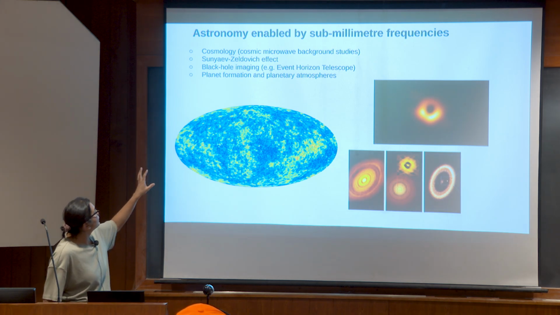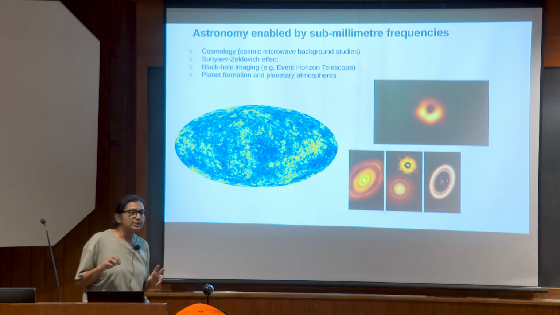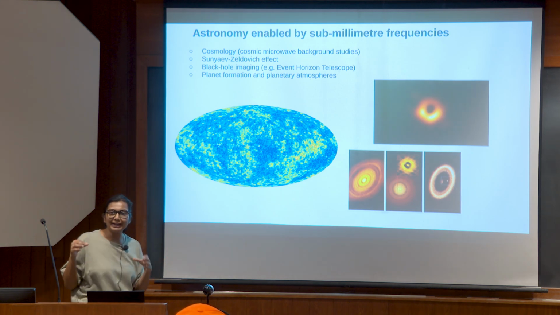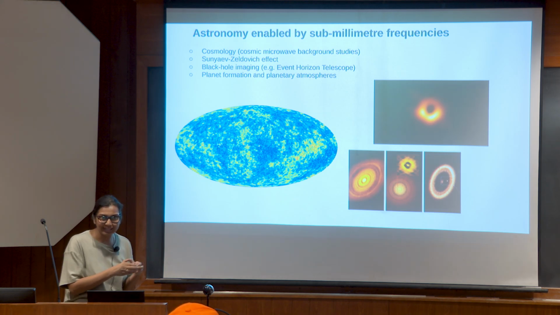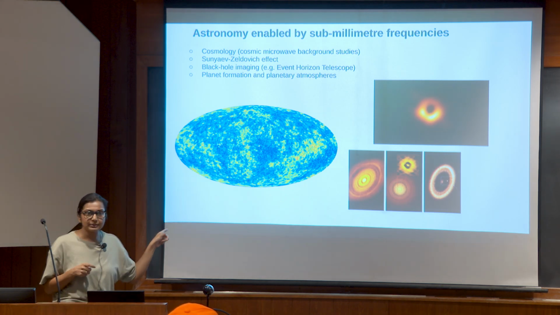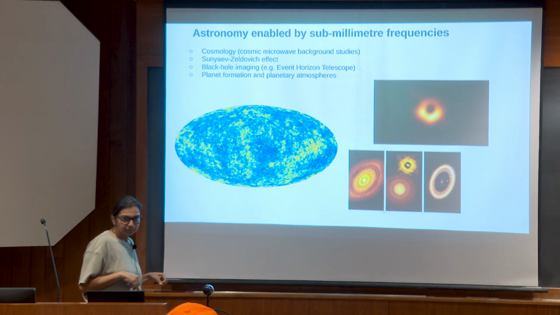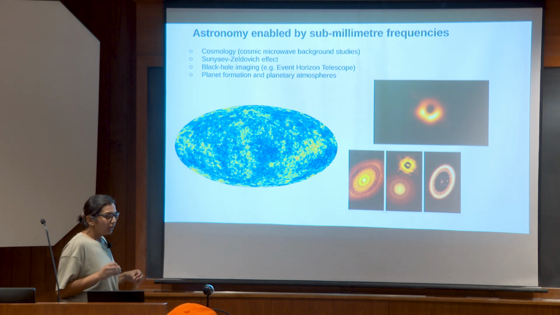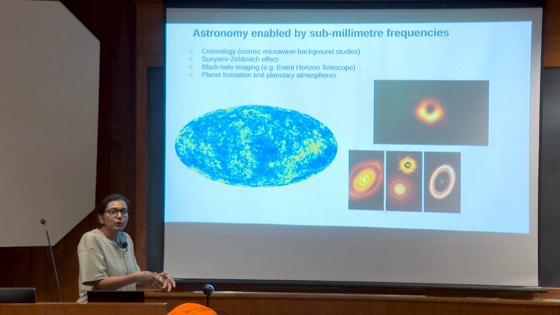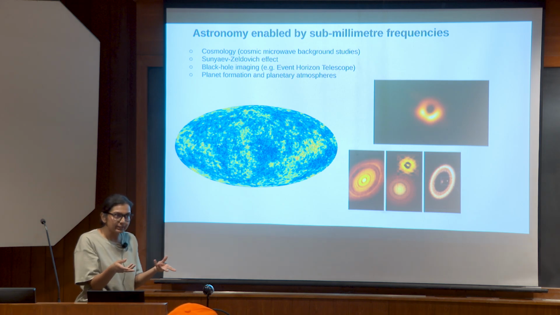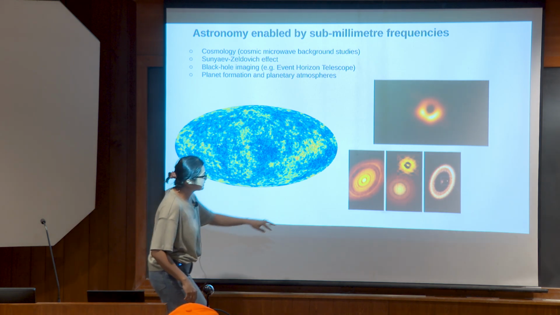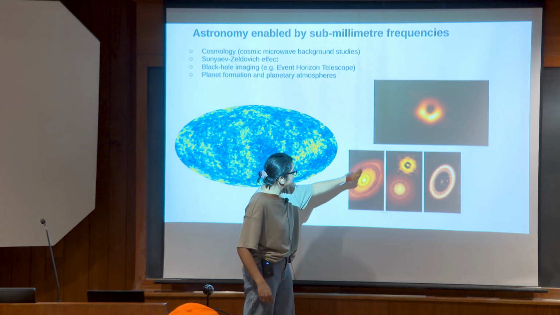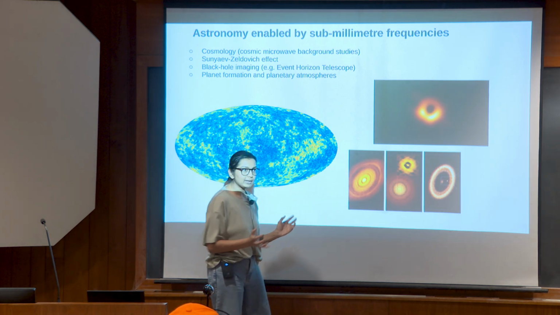There are other phenomena we can study. For example, you might have heard of the Event Horizon Telescope that made the very first image of a black hole, including our own galactic black hole, and that was done at these submillimeter frequencies. And we can look into the birthplace of a planet. That's something called a protoplanetary disk. You can see that there is some object sweeping rings and accumulating debris, and that's forming a planet.